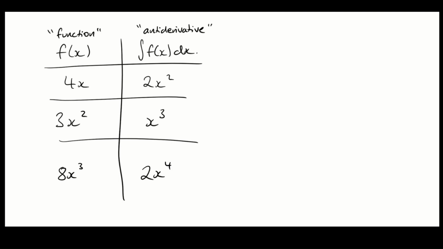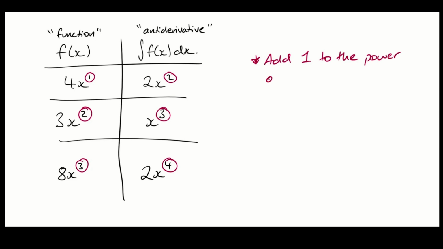To start off with, we can write this 4x as 4x to the power of 1. Let's see some patterns. The x to the power of 2, that 2 is 1 bigger than the 1 there, the x to the power of 1. And this 3 is 1 bigger than this 2 here, and this 4 is 1 bigger than this 3 here. So we can conclude that we have to add 1 to the power of x. That's our first step. We always need to add 1 to the power of x.